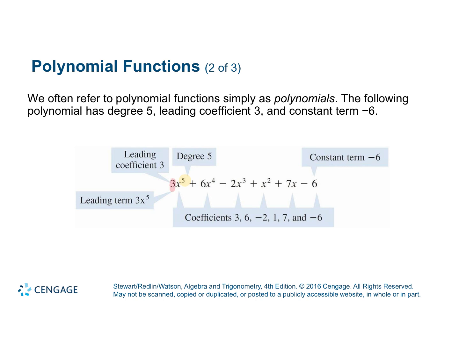And then the constant is the number that does not have a variable with it. So we have the degree, which is 5, the leading coefficient, which is 3, and the constant, which is -6. Now you have a bunch of coefficients.